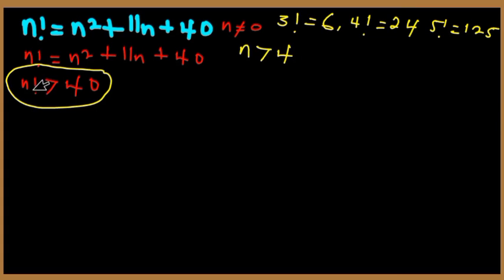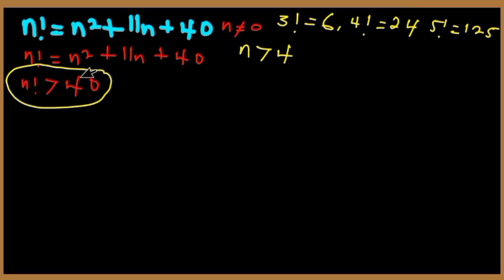So the value of n, which will make it more than 40, should be greater than 4. Because from here, 3 factorial is less than 40, 4 factorial is less than 40, but 5 factorial is greater than 40. So that means n should be a number which is more than 4. That's why we are also saying that n should be greater than 4. So we have established 2 facts. Now the left hand side should be a factorial greater than 40, and n should be a number greater than 4. So I think it's clear now.